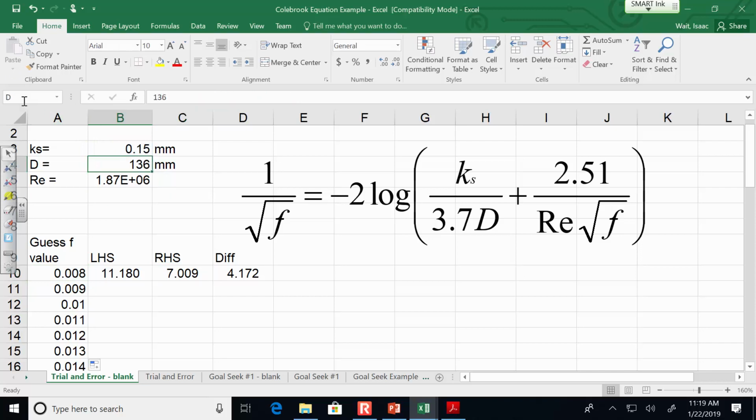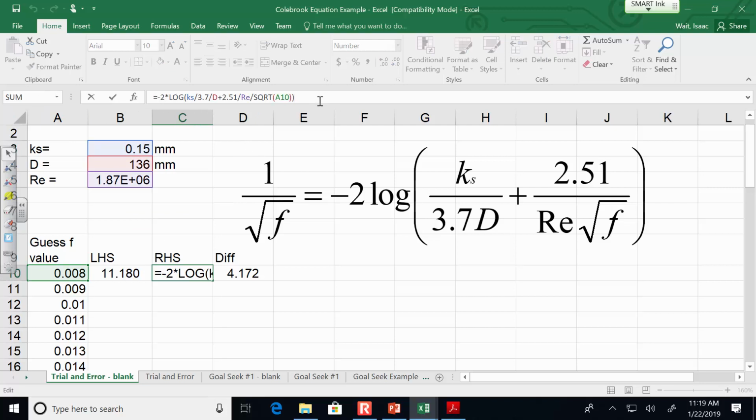This cell right here, I've named that D. You can name this RE for Reynolds number, this K sub S. And so here in my formula, it's already translated where I clicked to the name of those variables rather than, like B3. So here it's saying K sub S, D, RE. It's because I named the cells. So don't get thrown off by that. But the point is that it's already anchored because of those names. So I don't need to put in the dollar signs because it's already anchored.